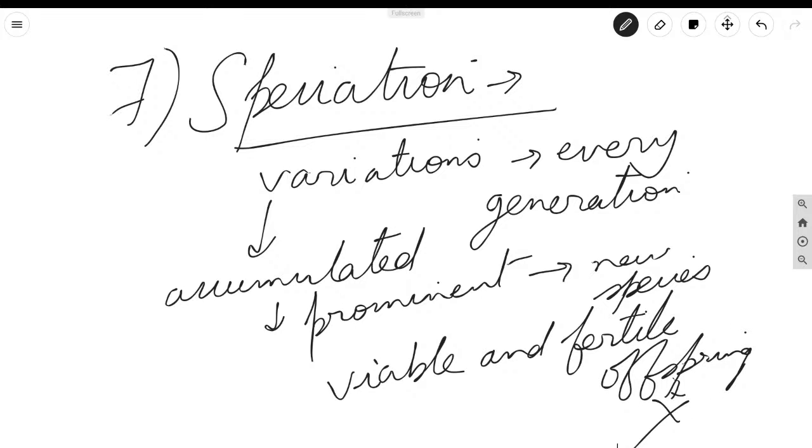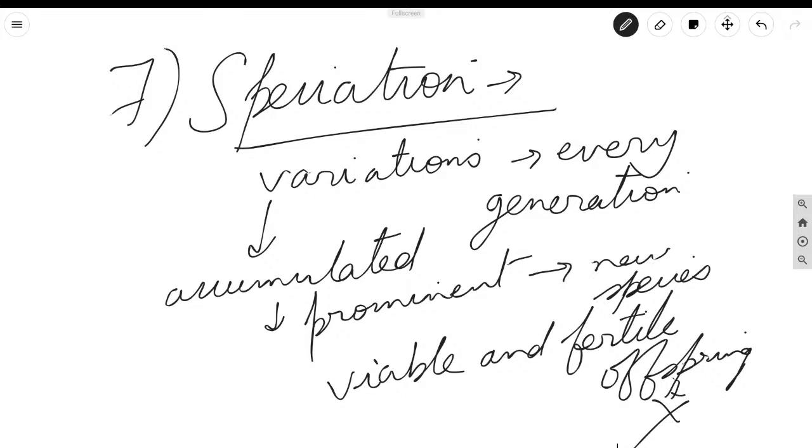So as per Charles Robert Darwin, evolution is a gradual process and speciation occurs by gradual changes in the existing species. That is what Charles Robert Darwin, the father of evolution, believed in.